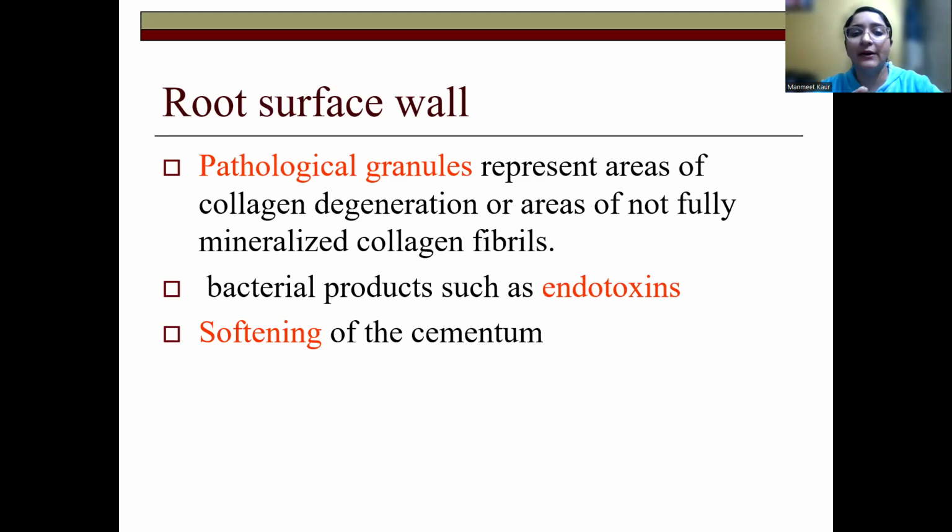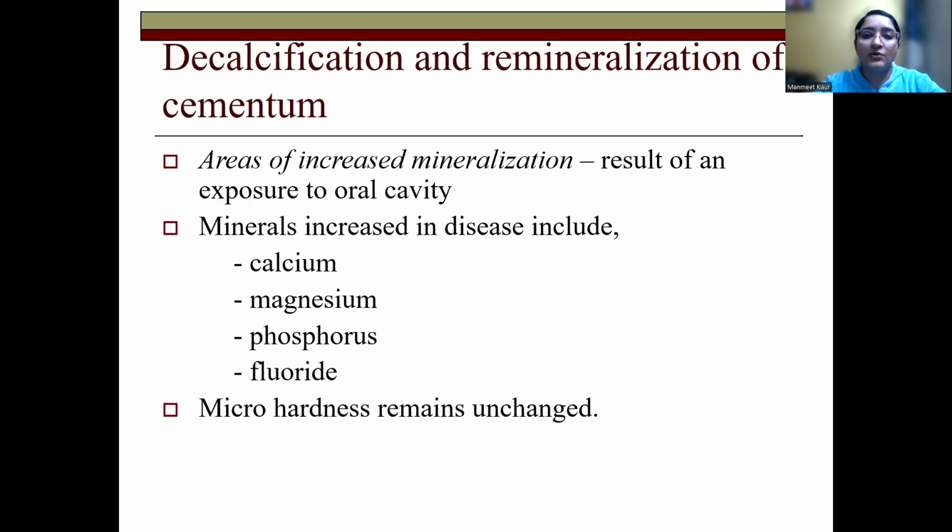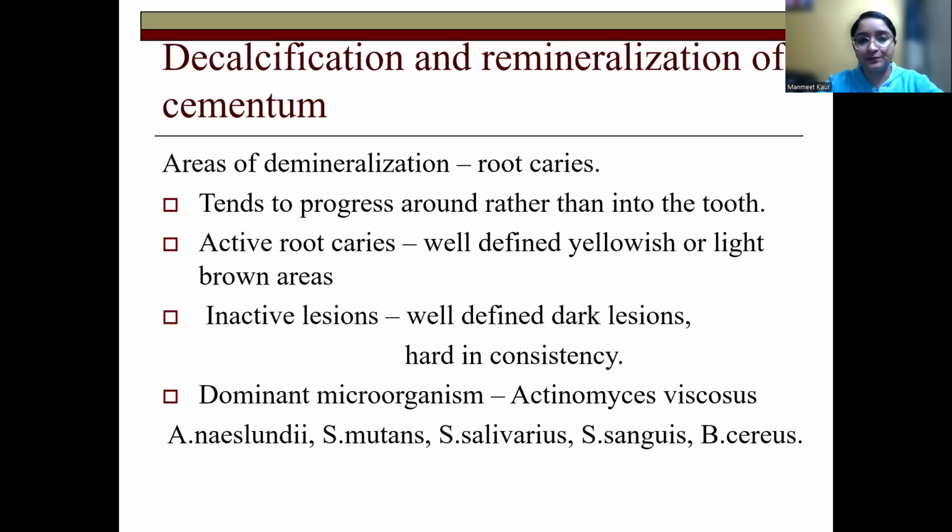There are pathological granules representing areas of collagen degeneration or areas of not fully mineralized collagen. There are bacterial products such as endotoxin, and there is softening of the cementum. Now, decalcification and remineralization of cementum. There are areas of increased mineralization as a result of exposure to the oral cavity. Minerals increased in disease include calcium, magnesium, phosphorus, fluoride. Microhardness of the cementum remains unchanged.